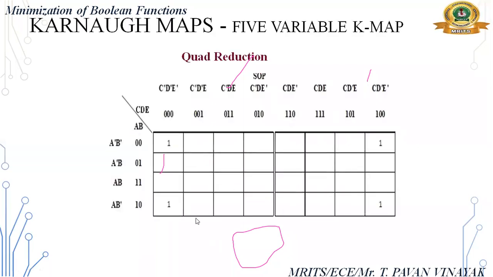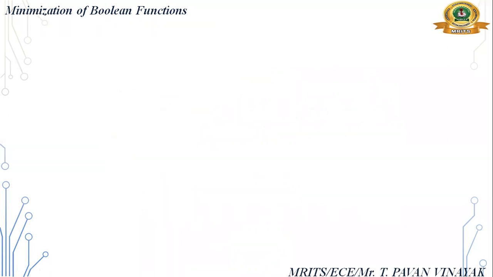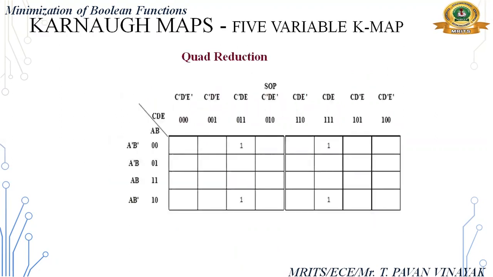Next, corners. 4 corners can be taken as a quad. So the common term is what? B bar, D bar, E bar. Okay. Next, another quad. So 011 and 111 is a reflection. So you can take these 4 ones because the 4 ones are available at first and last. So we can take it as a quad.